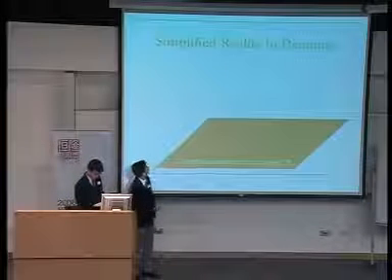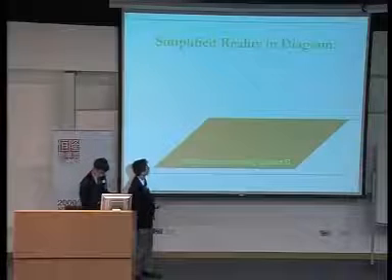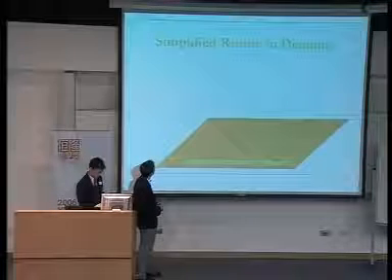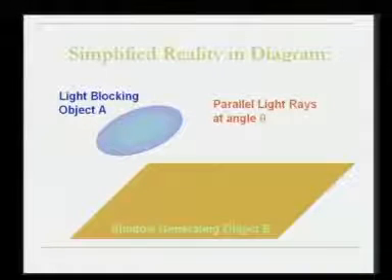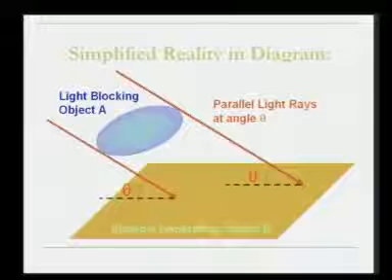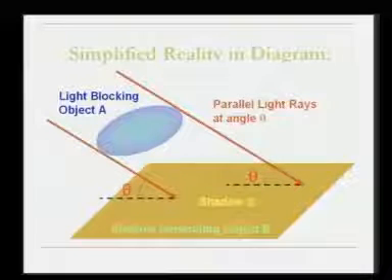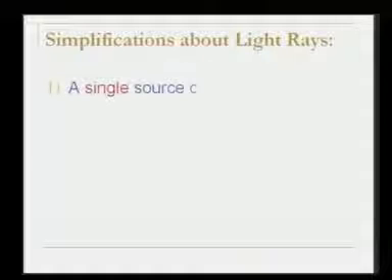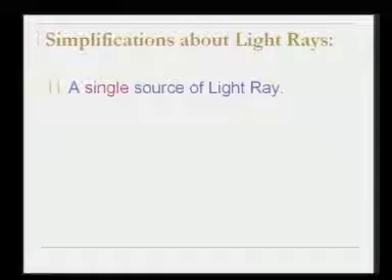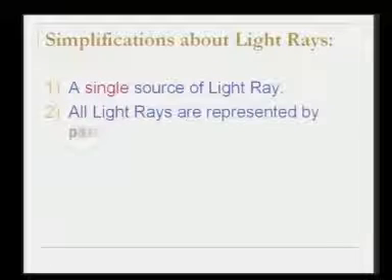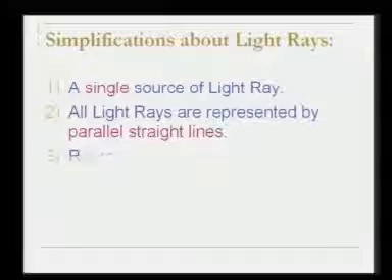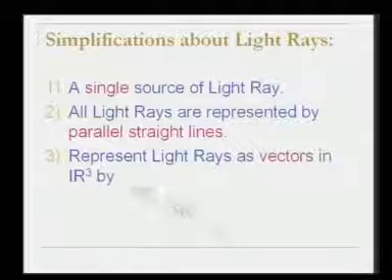Now, let us look at a simplified reality in the diagram. Suppose we have a light-blocking object A here. When light comes in this direction, which forms an angle theta with the horizontal, a shadow S is generated on the shadow-generating object B. To further simplify the situation, we make a few assumptions. First, we assume that the light rays come from a single source, and the light rays are parallel straight lines, which are vectors of the following form.